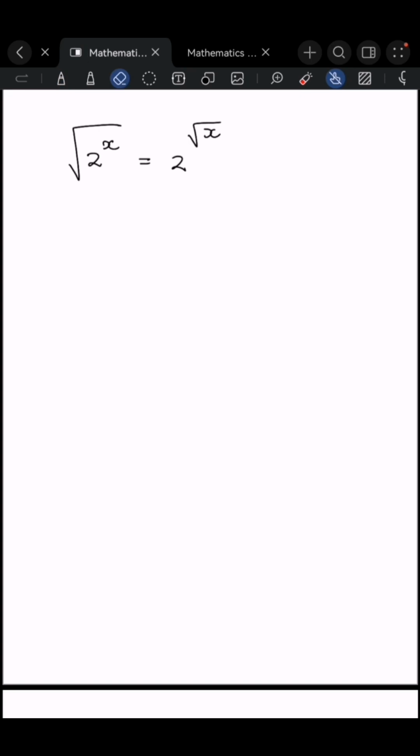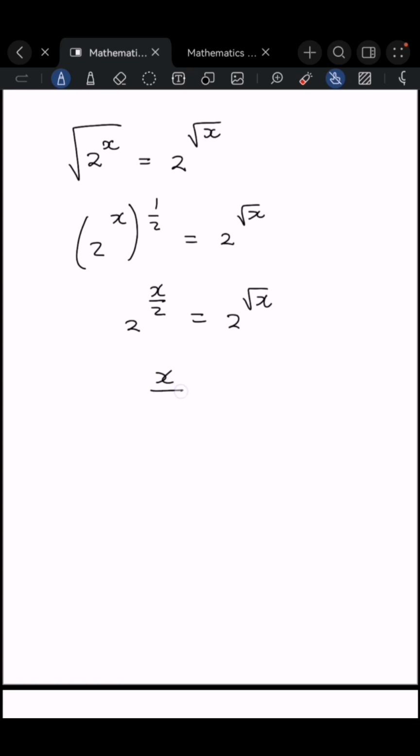Next: the square root of 2 raised to the power of x is equal to 2 raised to the square root of x. Solve for x. So what we understand here is that this is going to be 2 raised to the power of x over 2 should be equal to 2 to the square root of x. We equate x over 2 is equal to the square root of x. Right? And then we're going to cross multiply.